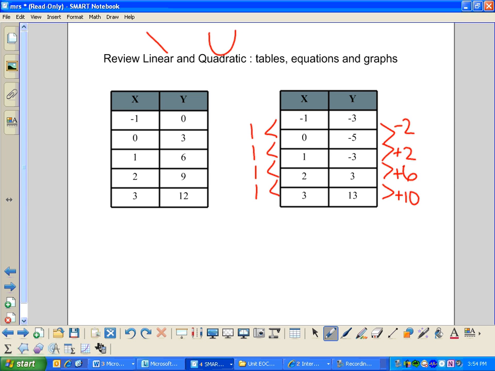Let's see if it's quadratic. -2 to 2 is going to be 4. 4 also. Anyone see a pattern? Bam, this thing is quadratic. I know its shape is going to be a what? A parabola. Let's see what it looks like.